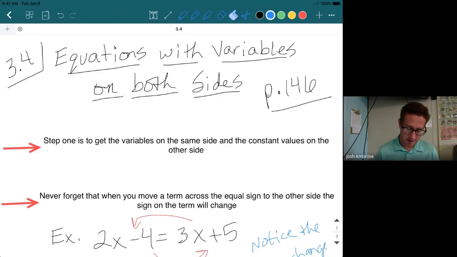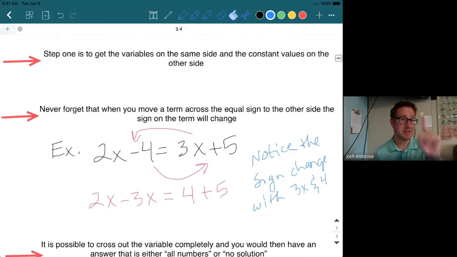All right, so let's get into our notes. First thing, step 1, get the variables on the same side. That means you're going to have to move one of the variables, and if it has a coefficient, that coefficient goes with it. Then get all the constant values on the other side. If your variables are all going to go to the left, that's great, but then get all the constant values and move those all to the right. That way you have a full separation, variables on one side, constant values on the opposite side.